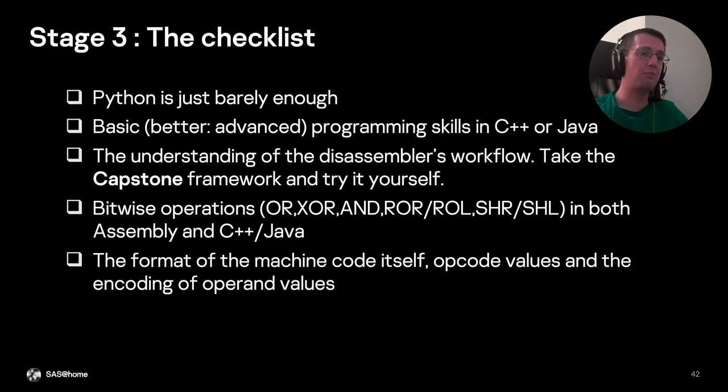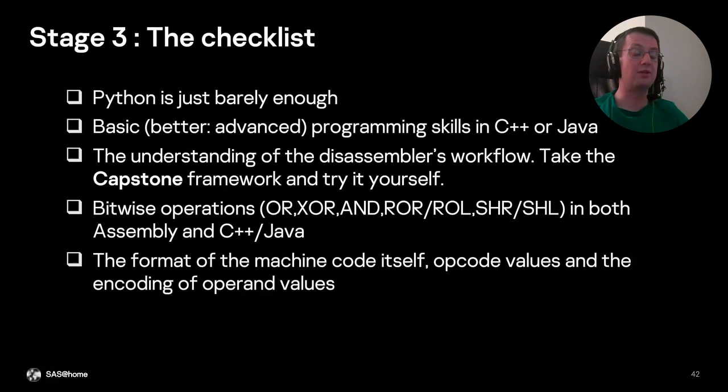Most people prefer Python. Frankly, I think that it's not enough because the native language of IDA Pro is C++ and the native language of Ghidra is Java, and it's better to use the native API. It also helps if you try to create your own little toy disassembly tool, for example, taking the open source Capstone framework and trying to analyze the file with your program. You will understand a lot of inner workings and solutions that are implemented in the tools that you use.